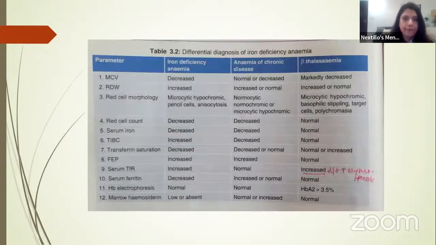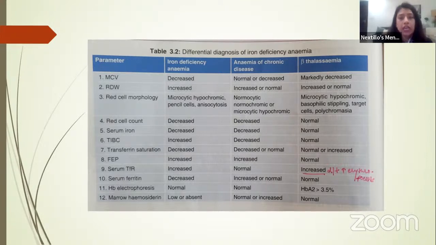Okay. Now let's come to the differential diagnosis of iron deficiency anemia. Whenever you see a low MCV, you should not just go to iron deficiency anemia. Whenever you see a microcytic hypochromic picture, do not directly jump to the conclusion that it is iron deficiency anemia.